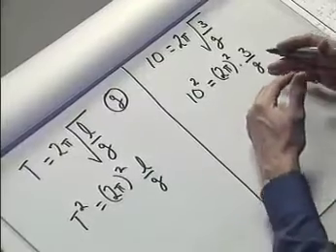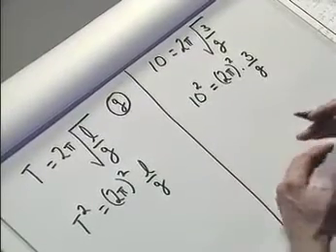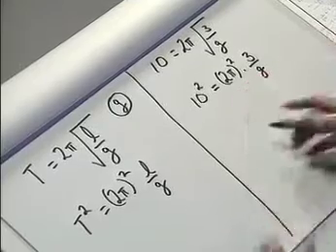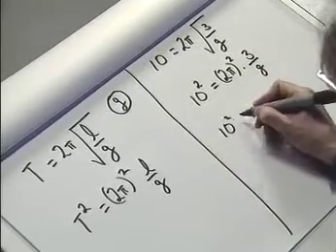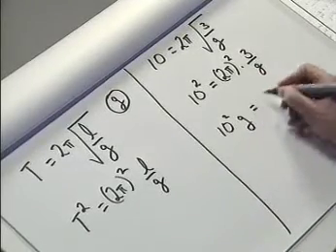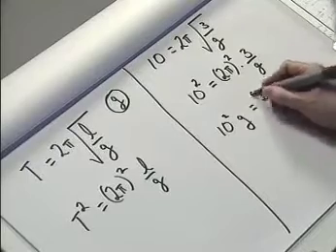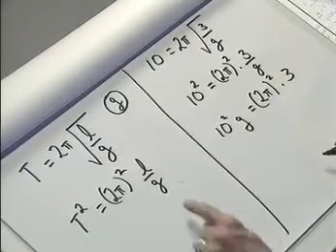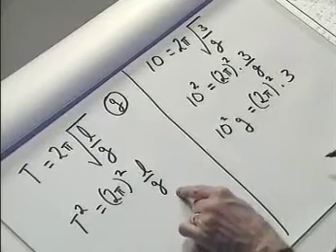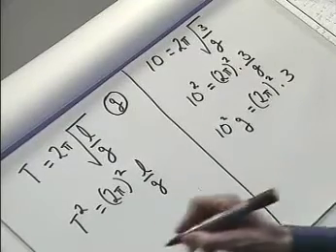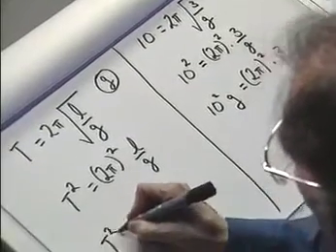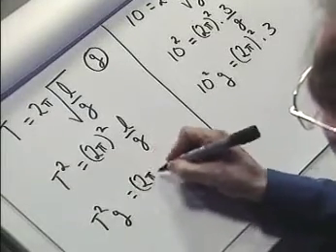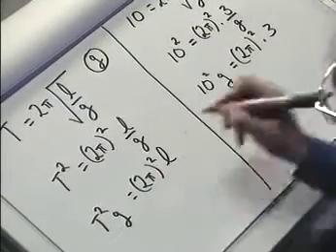So I have to get rid of it out of the denominator, and so to do that I must multiply both sides by G. So I've got 10 squared times G is equal to 2 pi squared times 3. So let's do that here. Multiply both sides by G. So I have T squared times by G is equal to 2 pi all squared times by L.